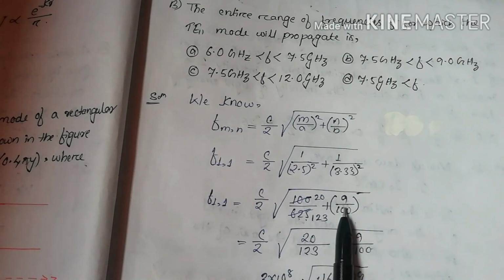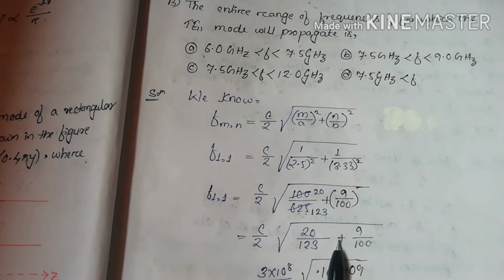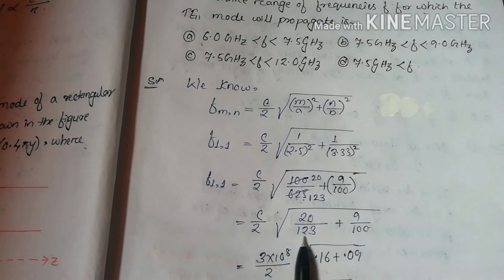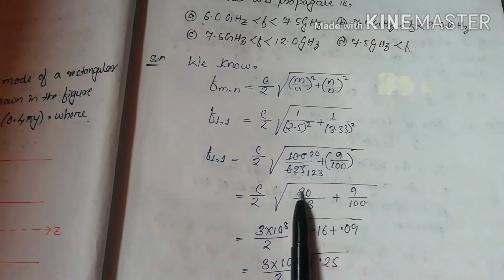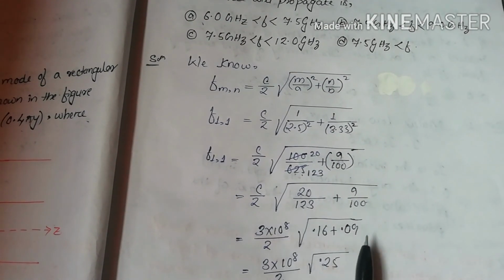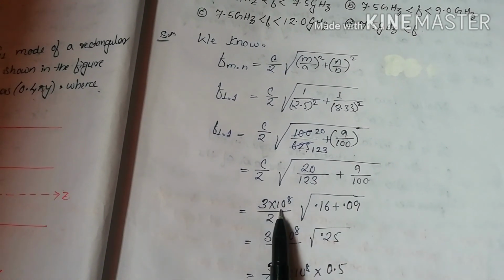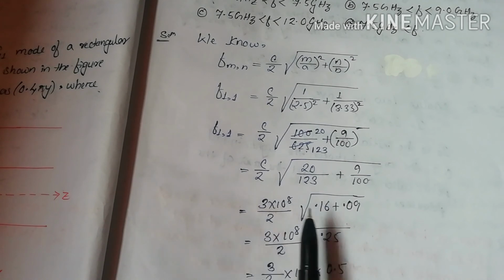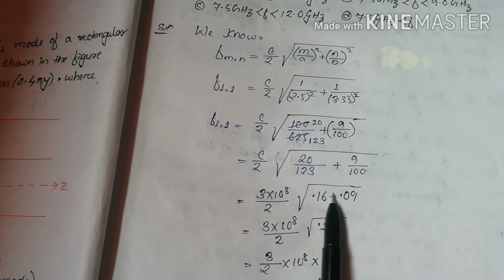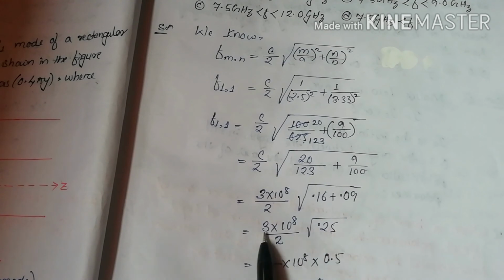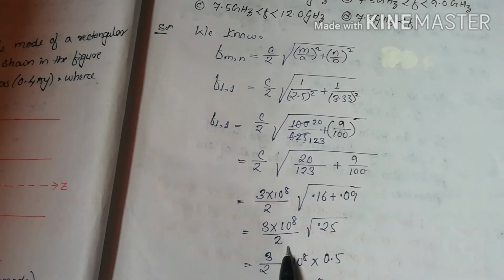This was 10 by 3, so it is becoming 10 by 3 whole square in the denominator, so it is giving me 9 by 100. You can calculate it and you will have c by 2 times root over 0.16 plus 0.09. This I hope you can calculate. I will not give any stress to this basic calculation. And c = 3 into 10 to the power 8 by 2. So finally within this root you will have 0.25, and outside this root you have 3 into 10 to the power 8 by 2.